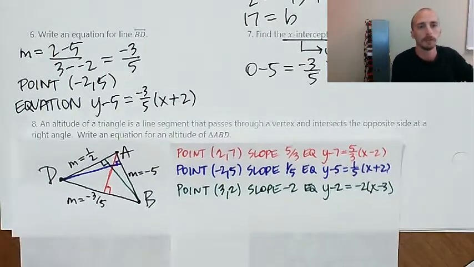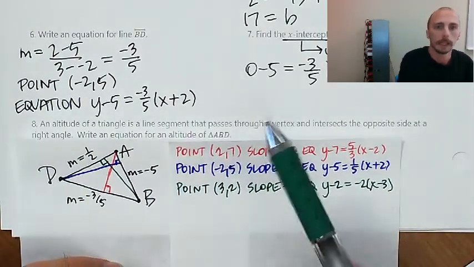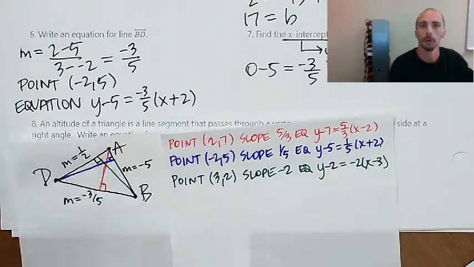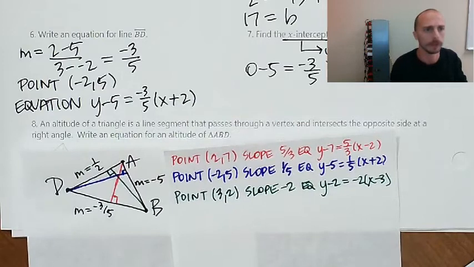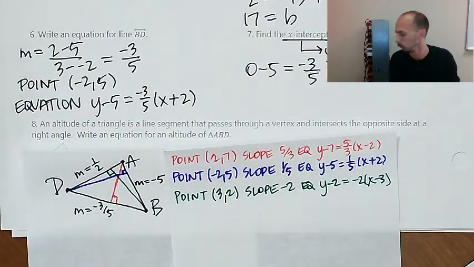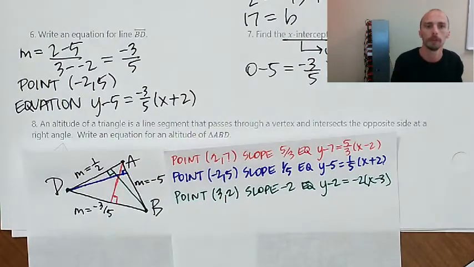Okay. And really just want to emphasize that any one of these three equations is going to be good enough, right? You don't have to give all three. It just said an equation for an altitude. One equation, one altitude. Okay, but I was just showing you that there's three different right answers.